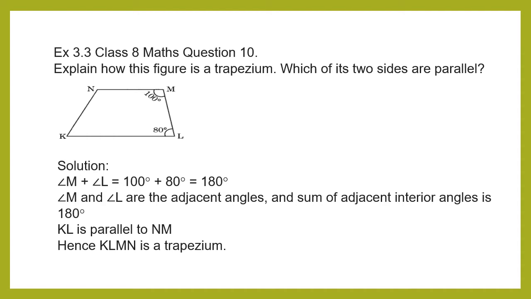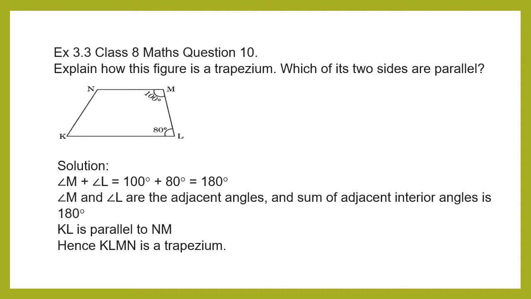If both pairs of opposite sides, that means in a quadrilateral two pairs of opposite sides are there, are parallel, it is called a parallelogram. But in this figure we are discussing the trapezium. A trapezium is a type of quadrilateral in which only one pair of opposite sides is parallel.